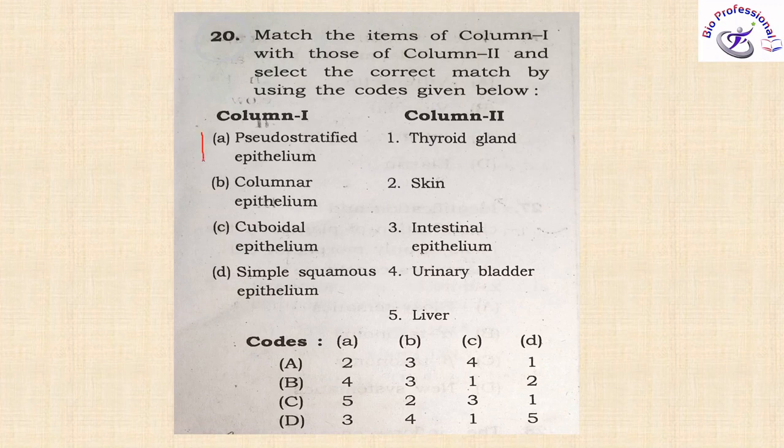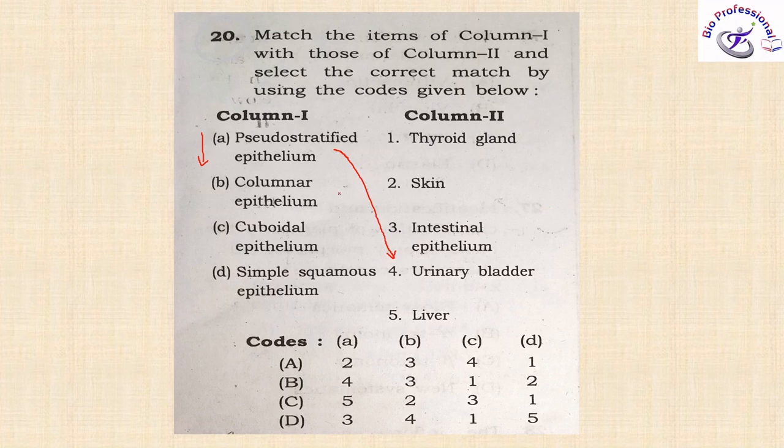Here you will find different types of tissues. We have to match where they are actually found. This pseudo-stratified epithelial tissue you will find in case of the urinary bladder. Okay, urinary bladder, in case of this you will find.